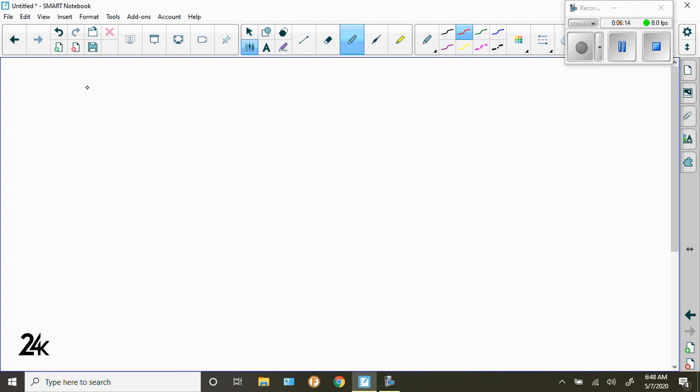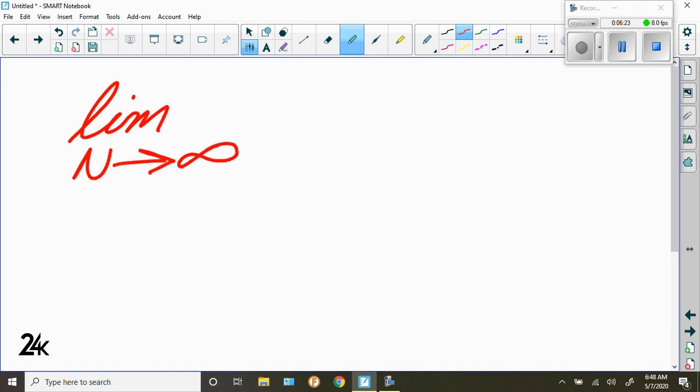Because did I explain that? Limit as n approaches infinity. You're going to plug in infinity, but what it means is what happens when n gets super large. That's all this means. That arrow means when n approaches infinity.